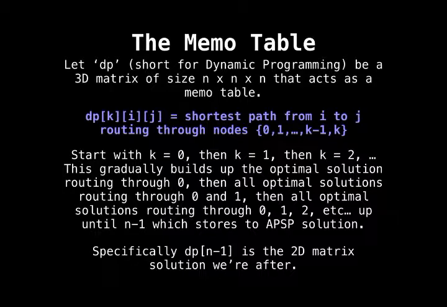What we'll do is start by computing k equals 0, then k equals 1, then k equals 2, and so on. This gradually builds up the optimal solution routing through 0, then all optimal solutions routing through 0 and 1, then all optimal solutions routing through 0, 1, and 2, etc. Up until we covered all nodes, at which point we have solved the all pairs shortest path problem.